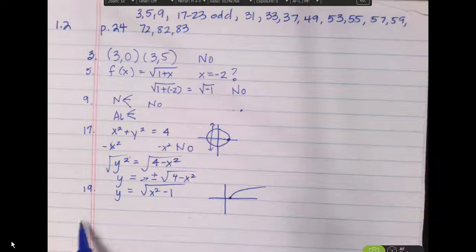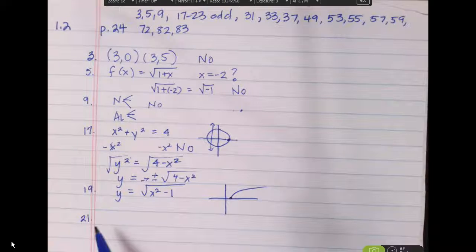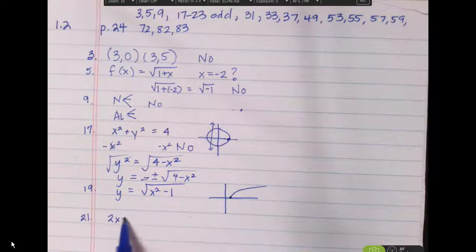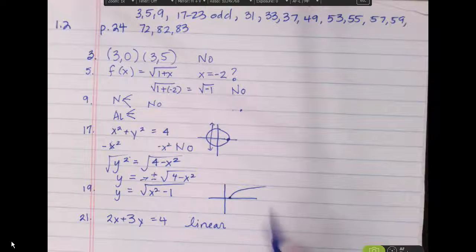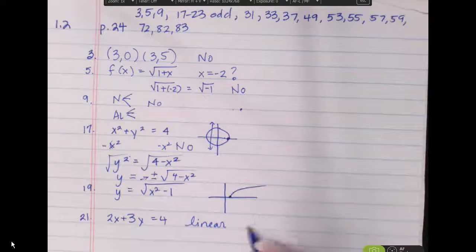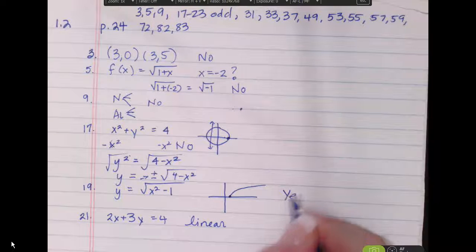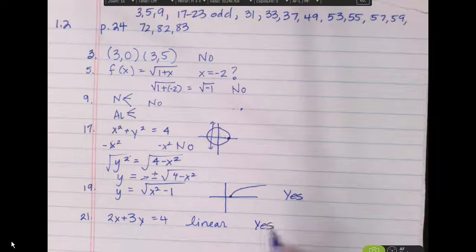In number 21, my equation is 2x plus 3y equals 4, and automatically I notice that is a linear equation in standard form, and all lines are functions, except for vertical lines, because they don't pass the vertical line test. So yes, that is a function.